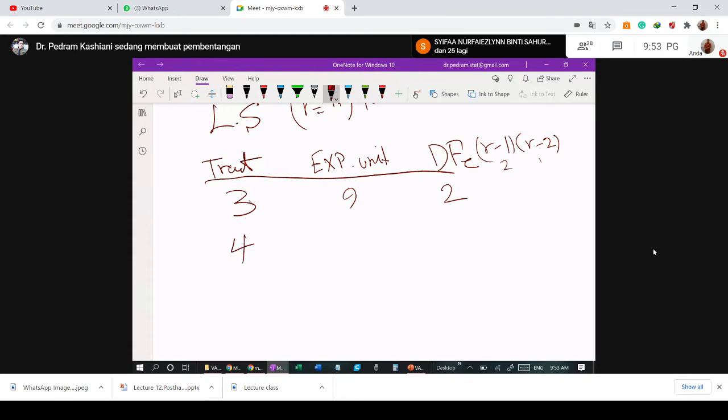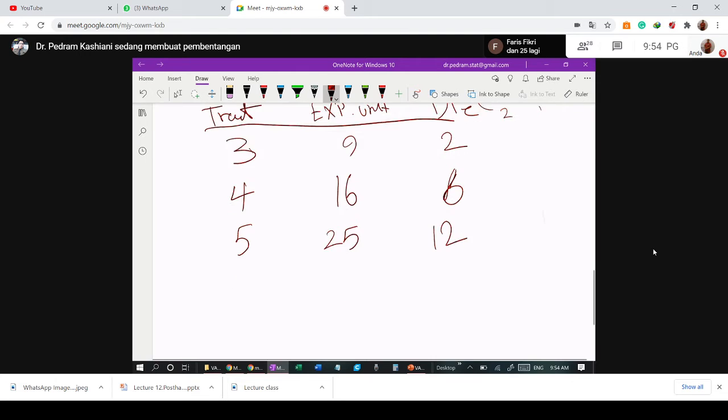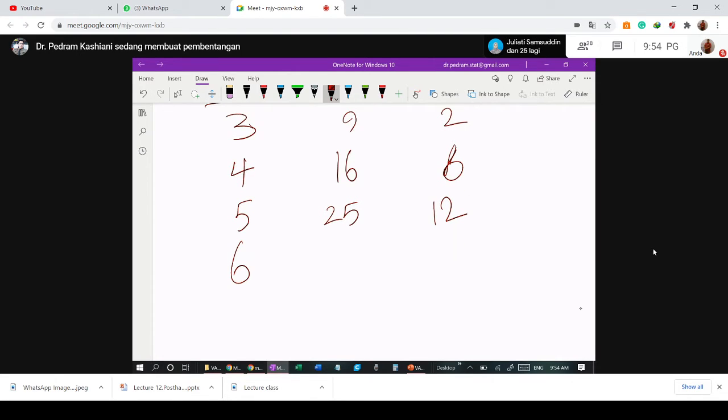I have 4 treatments. My experimental unit became 16. How much is my degrees of freedom? 3 times 2, 6. I have 5 treatments, 25. How much is my degrees of freedom? 4 times 3, 12. 6 treatments, 64. You can see I add 1 treatment, 5 became 6. See how big the difference is.